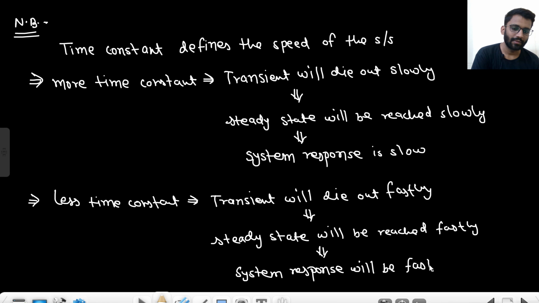Okay. So time constant actually defines the speed of the system. If your time constant is low, that means your system is fast. Time constant low means your steady state will be reached fast. That means your system response will be fast. And if your time constant is more, that means your system response is slow. You don't want your system to respond slowly. You would want an immediate result, right? So you would want your time constant to be as low as possible.